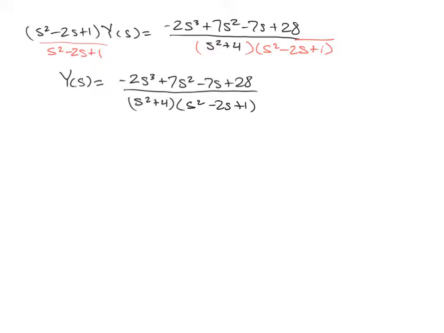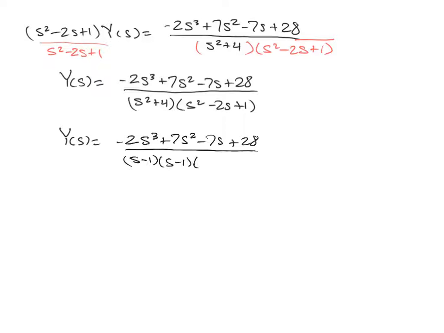And for that second factor down there, you might want to think about completing the square, but you will notice that it's actually factorable as just s minus 1 times itself. So that's actually Y of s is equal to negative 2s cubed plus 7s squared minus 7s plus 28 over the product s minus 1, s minus 1, and s squared plus 4.